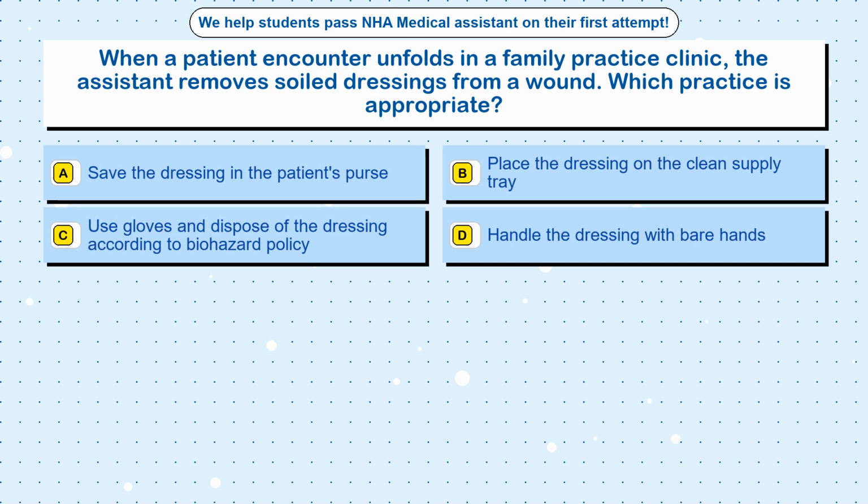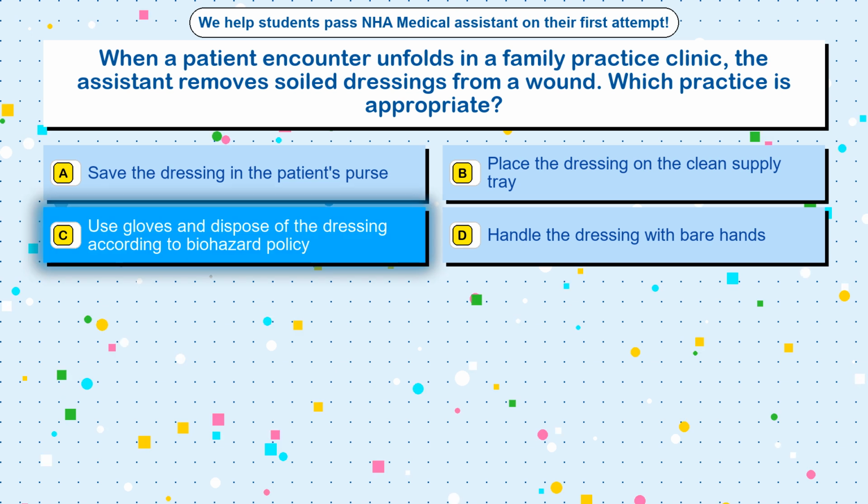Question 21. Which artery is most commonly used to measure blood pressure with a standard upper arm cuff in a high-yield clinical review item? Option A, radial artery. Option B, brachial artery. Option C, dorsalis pedis artery. Option D, carotid artery. The correct answer is option C.